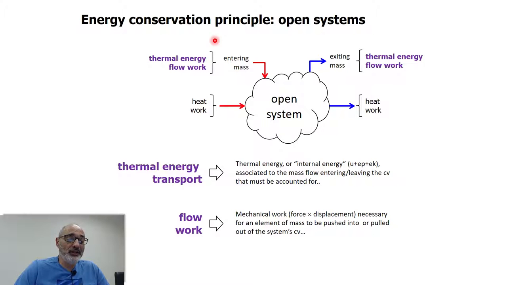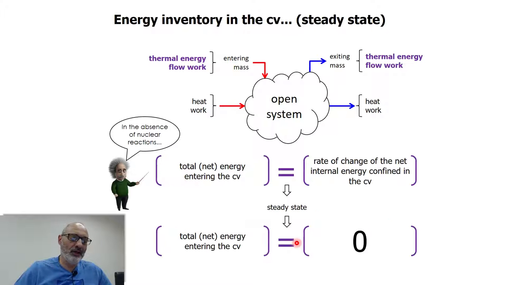Thermal energy transport associated with mass flow is actually the thermal energy or internal energy of the substance associated with mass flow entering or leaving the control volume that must be accounted for in our balances. And flow work is the mechanical work, force times displacement, necessary for an element of mass to be pushed into or pulled out of the system CV. The CV stands for control volume. So these are amounts of energy that we need to account for in our calculations.